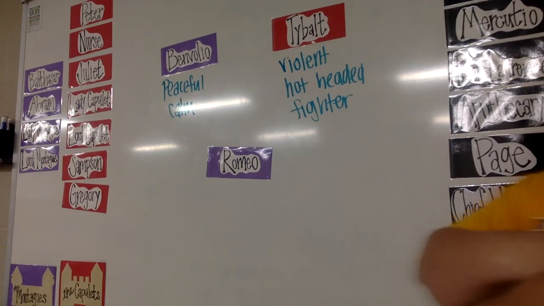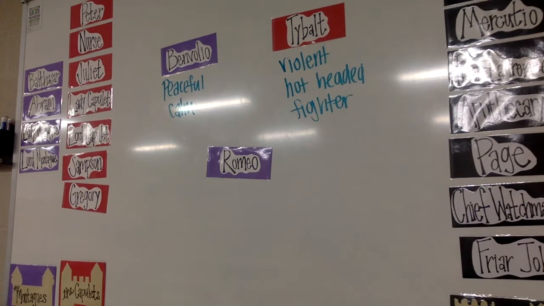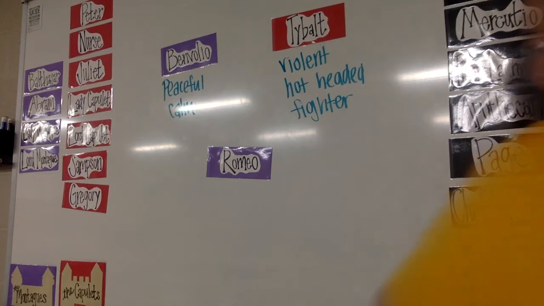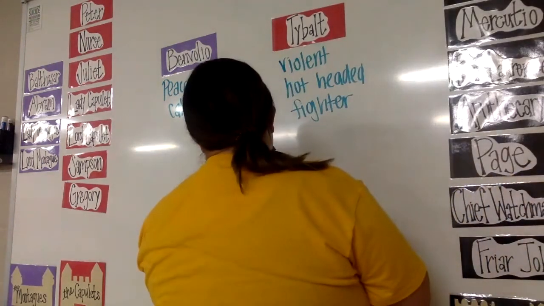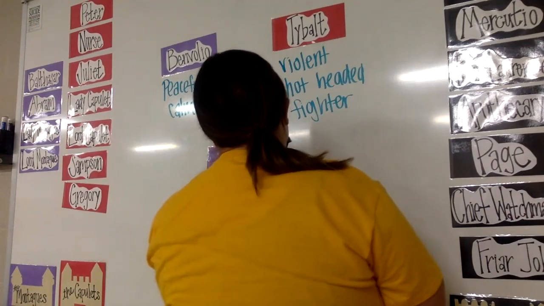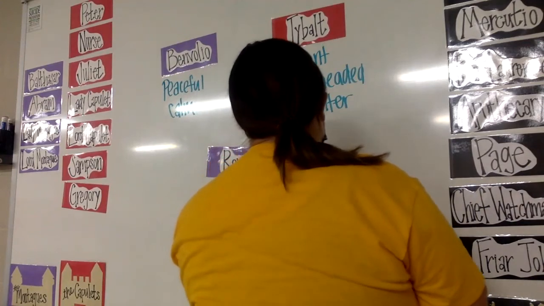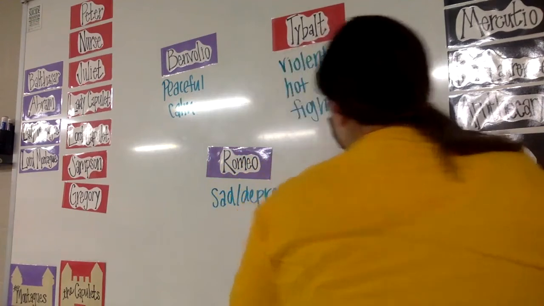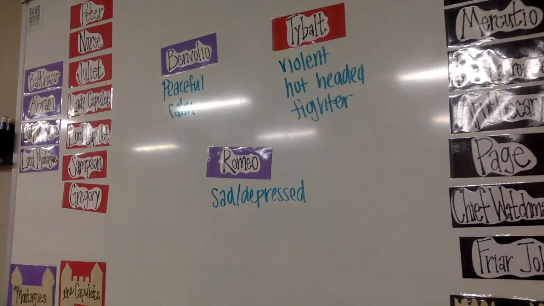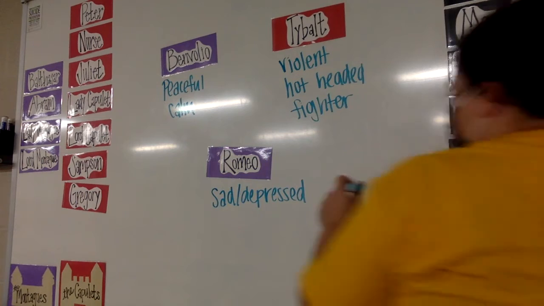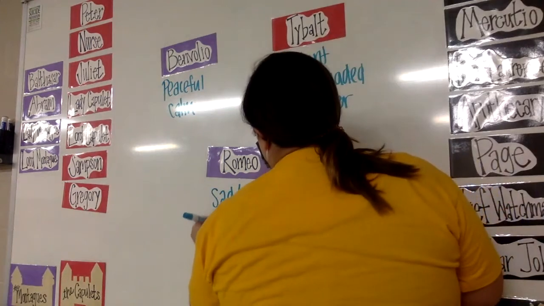What type of person does Romeo seem to be based on these couple of lines? Depressed. Yes. It's very sad and depressed. What else? Yes, definitely wallowing in self-pity. Okay, he is super emotional, right?